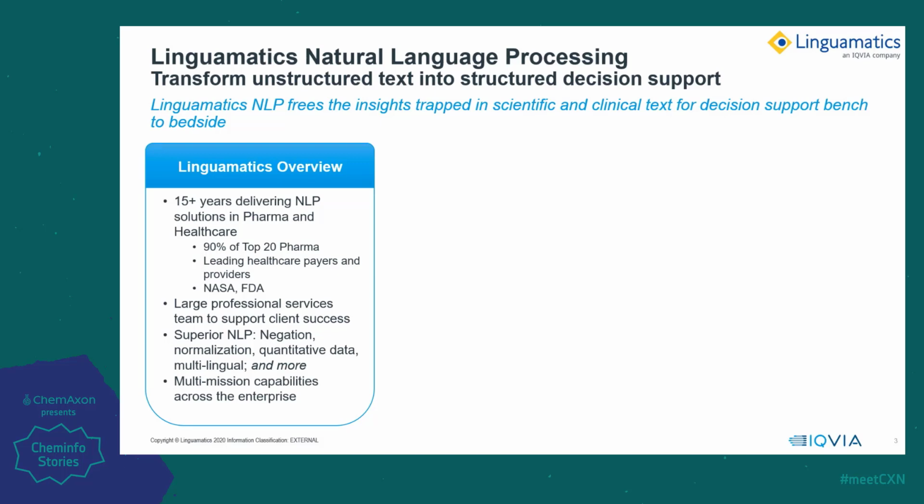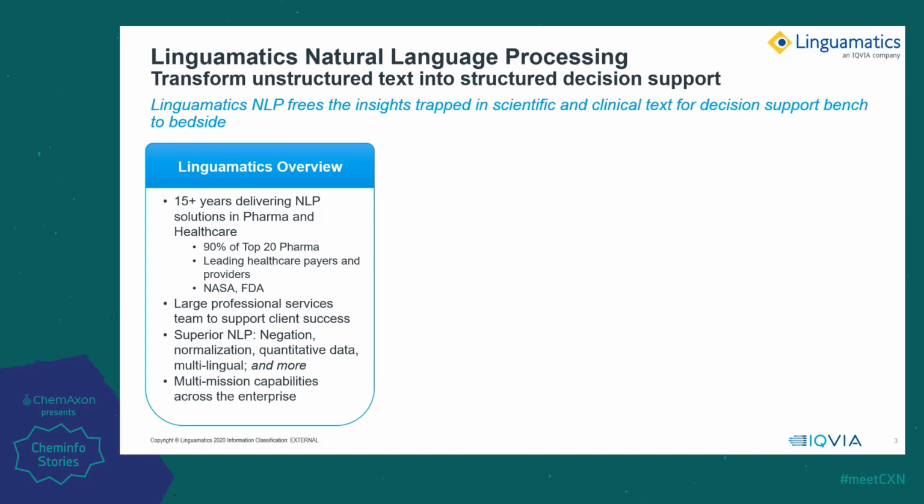Linguamatics was founded in 2004, and for 15 or more years, we've been delivering natural language processing solutions to healthcare and pharma clients. Our customer base includes 18 of the top 20 pharma, leading healthcare payers and providers, and government organizations such as NASA and the FDA. And our core value is we provide superior natural language processing, including ontologies, normalization for concepts, quantitative data, multilingual text mining, and context such as negation, and much more.